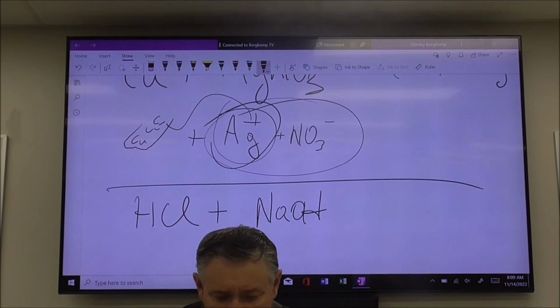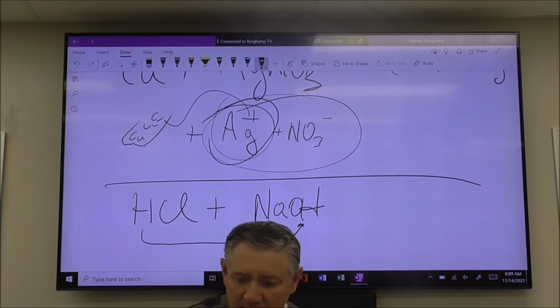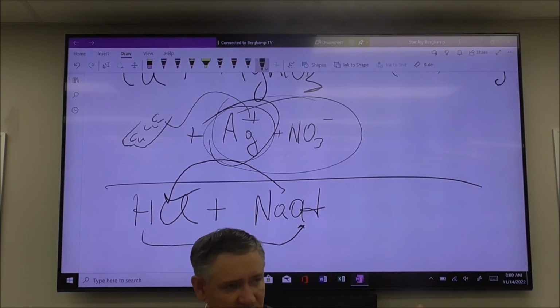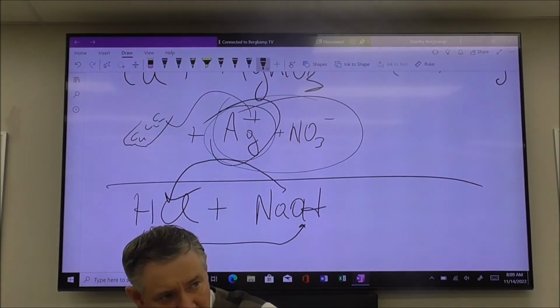So basically, the hydrogen is going to come over here. It's going to hook up with the hydroxide. The sodium is going to hook up with the chlorine. So it's like they're dancing, and they're going to switch partners. So the hydrogen is going to bond with the OH.